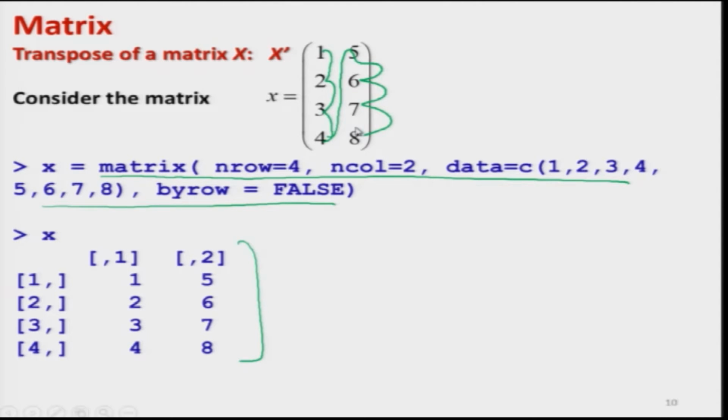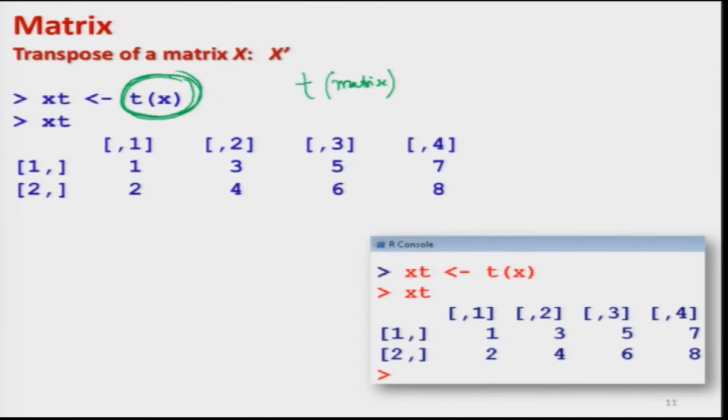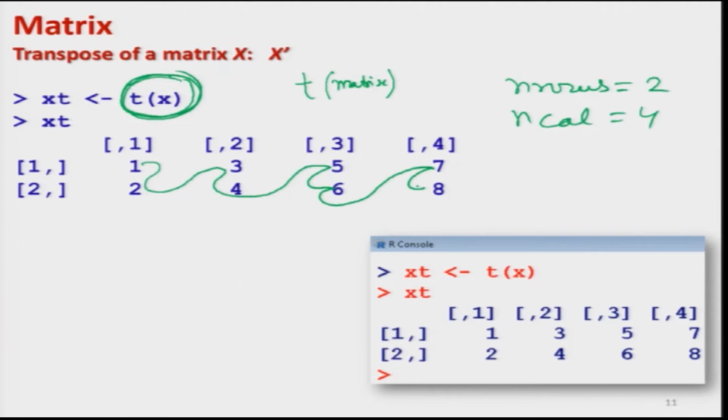But now the number of rows and number of columns are changed. Here the number of rows is 4 and the number of columns is 2. But once I find the transpose, the number of rows is 2 and the number of columns is 4, and the data is now 1, 2, 3, 4, and then 5, 6, and then 7 and 8.